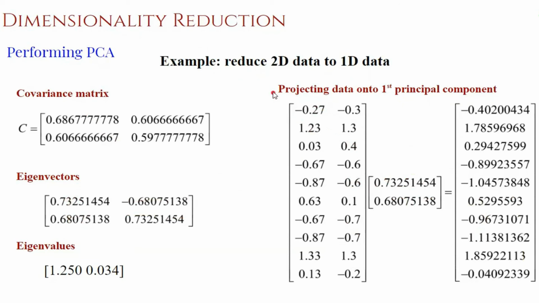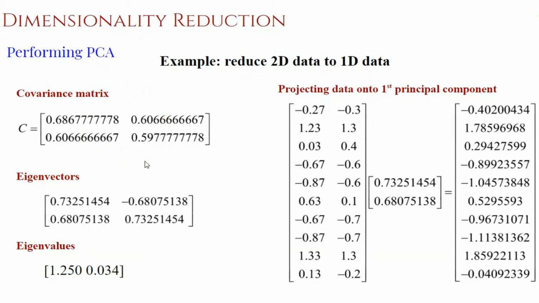Let us assume we had 4 attributes. If we are dealing with 4 attributes, we would have a 4 cross 4 covariance matrix, and we would have 4 eigenvalues and 4 corresponding eigenvectors. So depending on the dimensionality of the data, that many eigenvalues and eigenvectors we will have. That is an important point to remember.